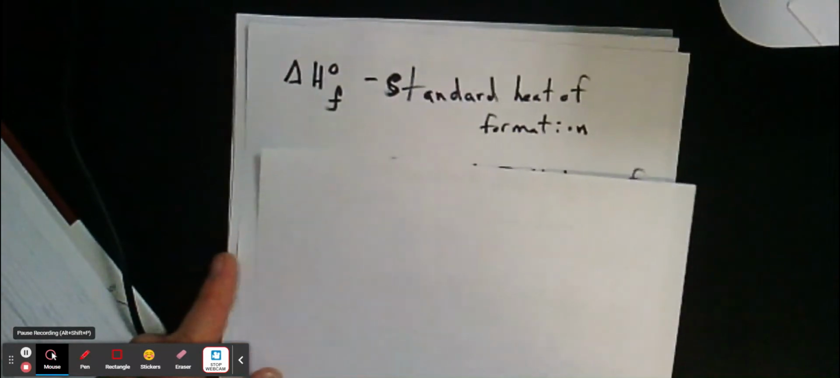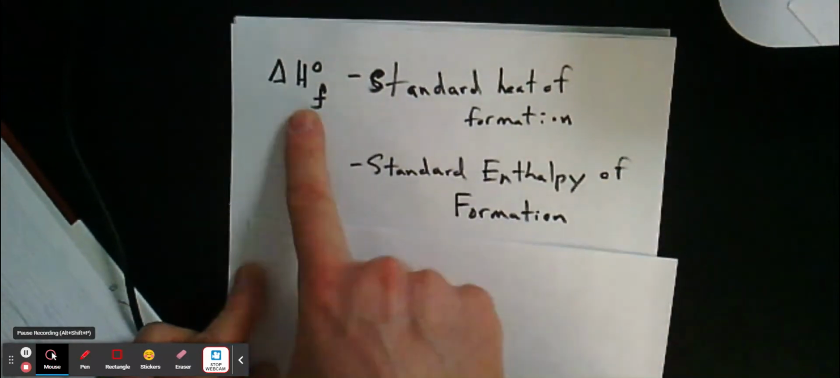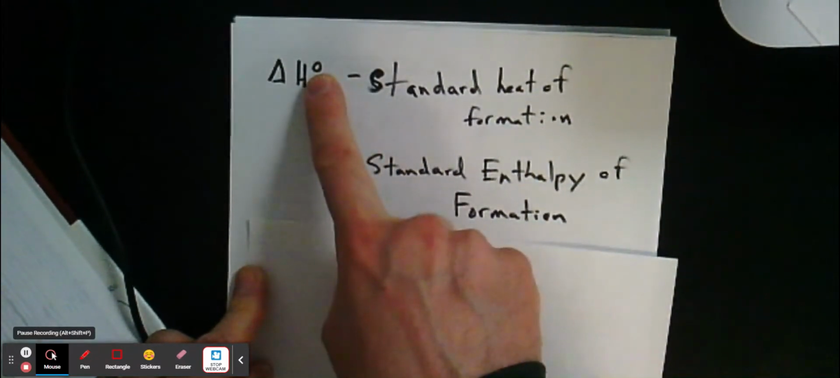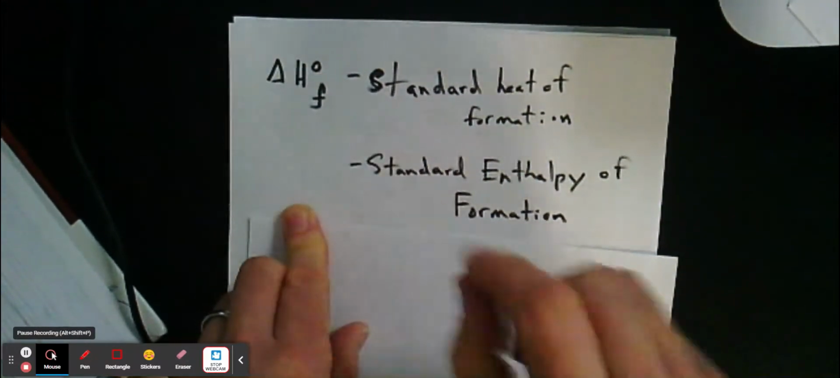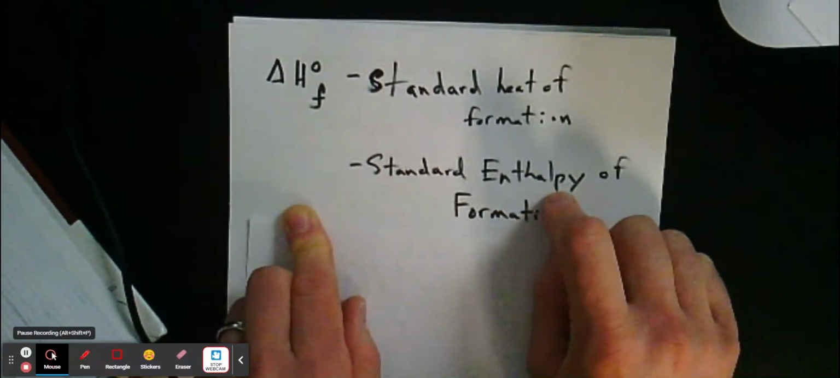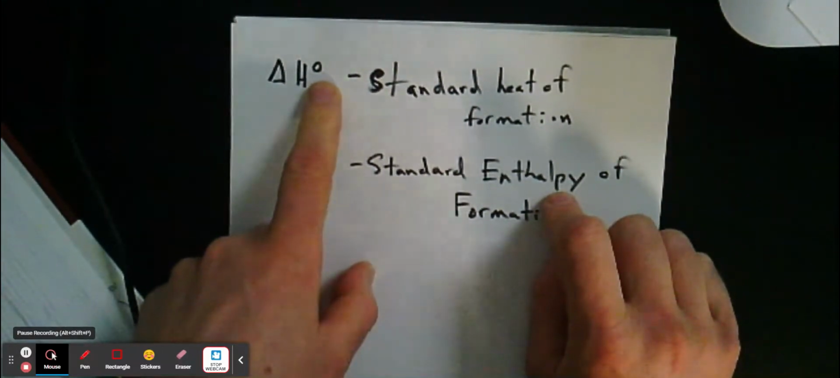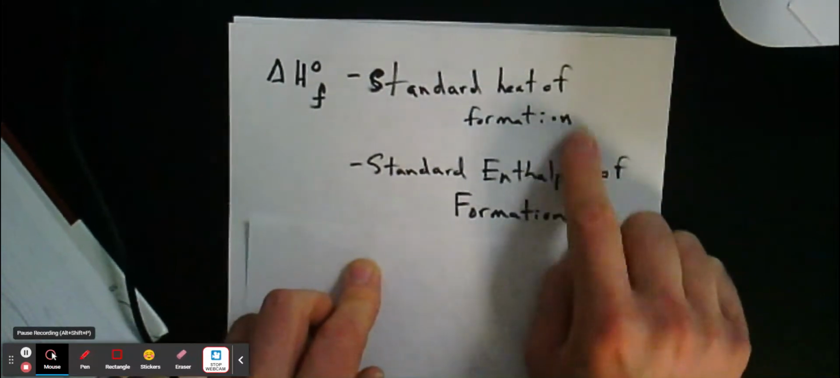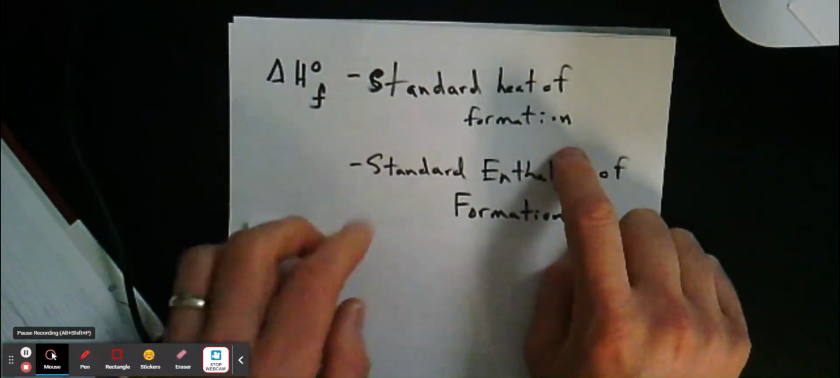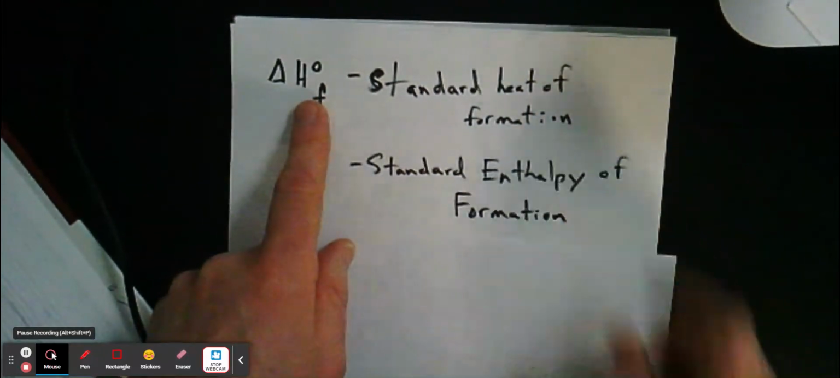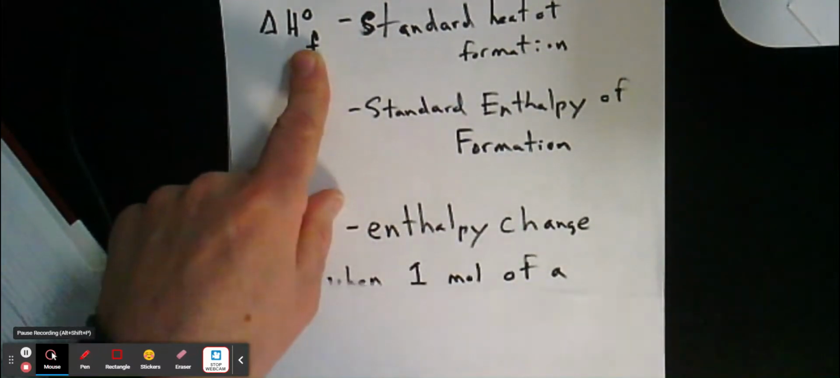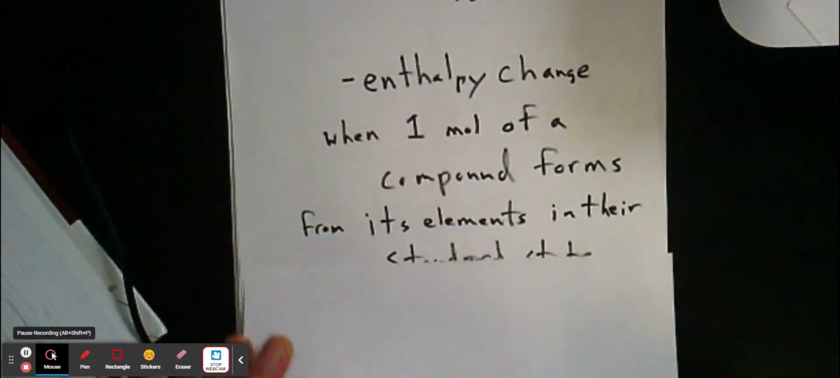All right, this F means formation. This sub naught means it's at standard states, or 1 atmosphere and 25 degrees Celsius, right? These are basically different names for the same thing. Now, what this actually is, is how much energy, the enthalpy change, when I make 1 mole of a compound.